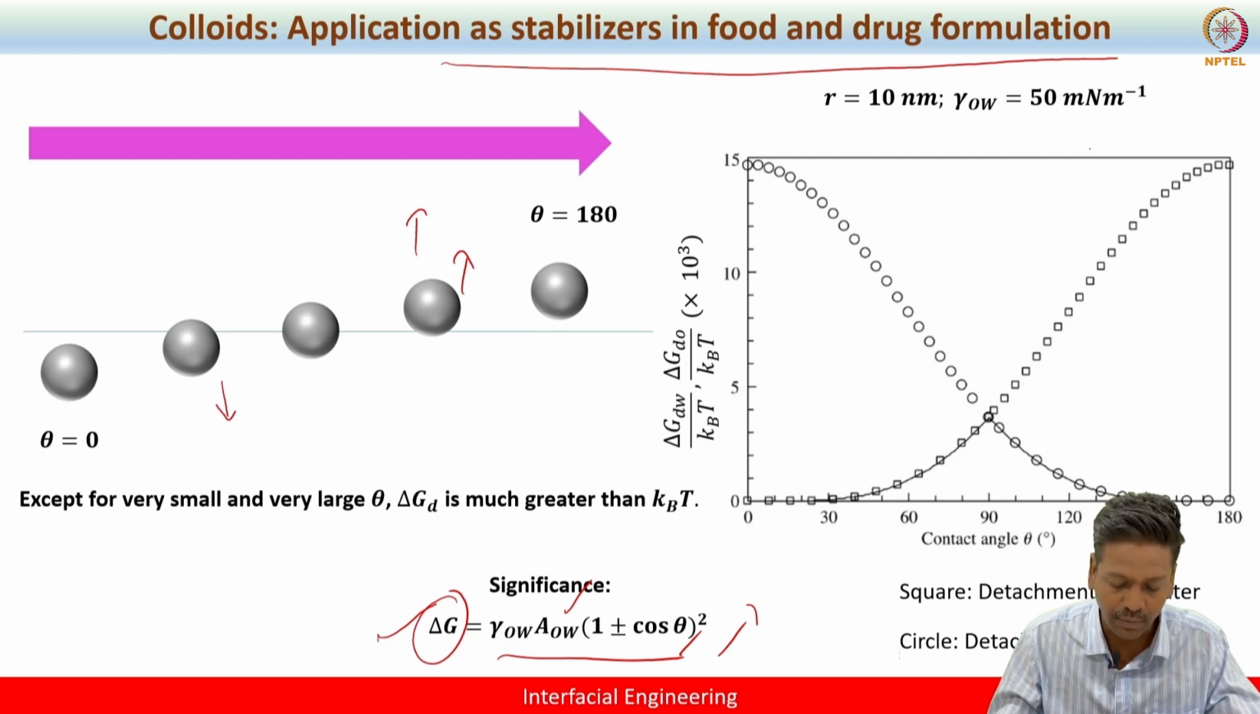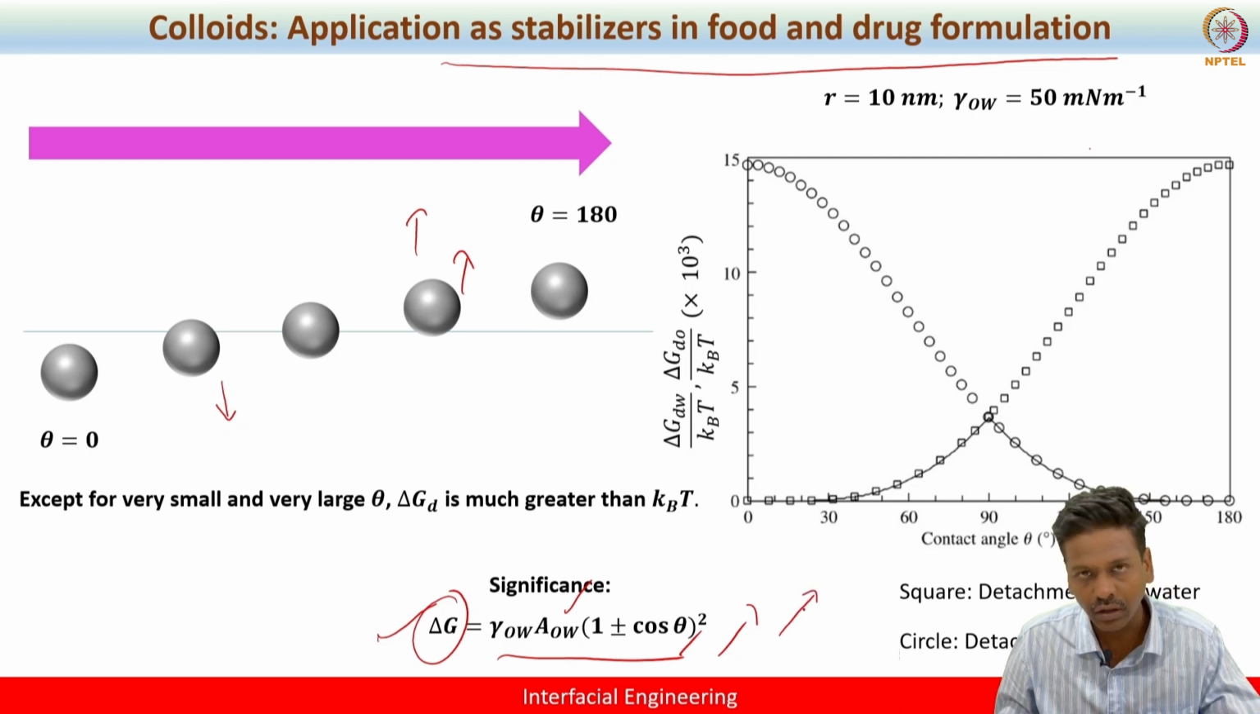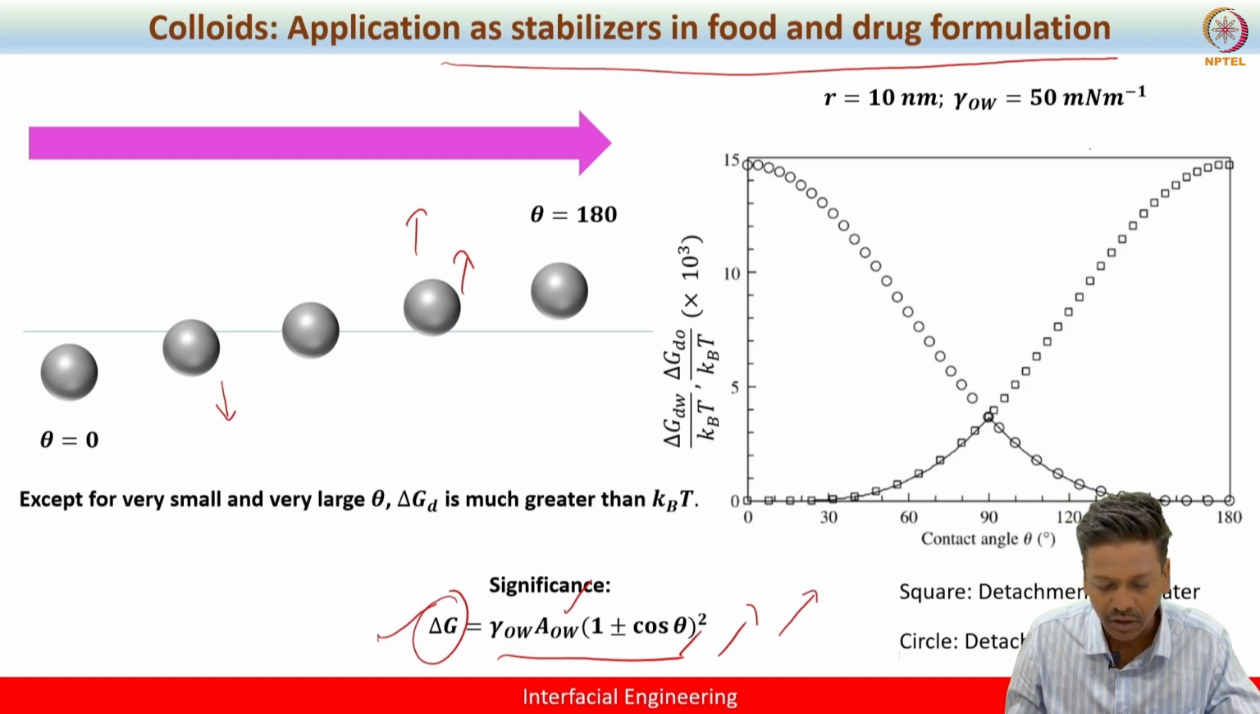So it means that when theta is 0, in the case of a hydrophilic particle, delta G detachment is 0. When theta is 180, in the case of a hydrophobic particle, delta G detachment is 0. But what we need to know is whether delta G detachment has to be large or small. It has to be large.